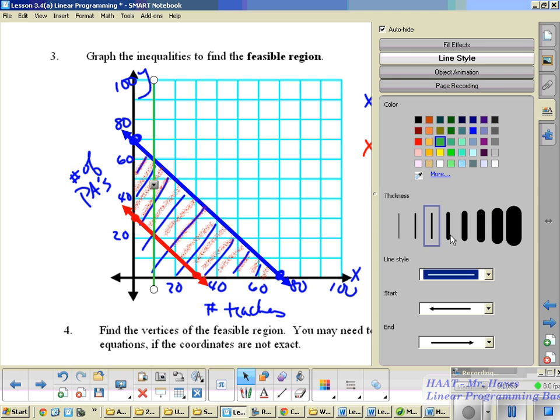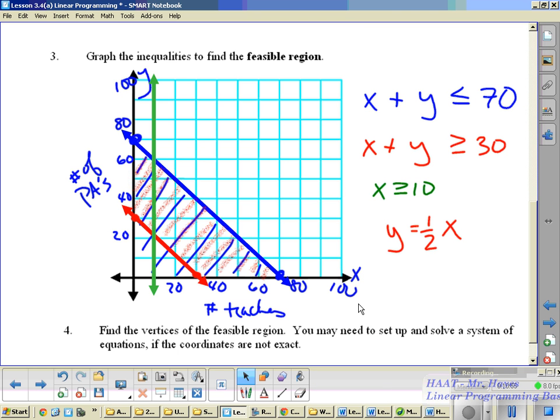Generally, we try to think that you're probably smart enough to know that you can't hire negative program assistants. So now we're going to shade above this, or to the right of this, because we want values that are bigger than this. I could shade up here too, that's perfectly fine. I'm generally just sticking in what the feasible region should be.